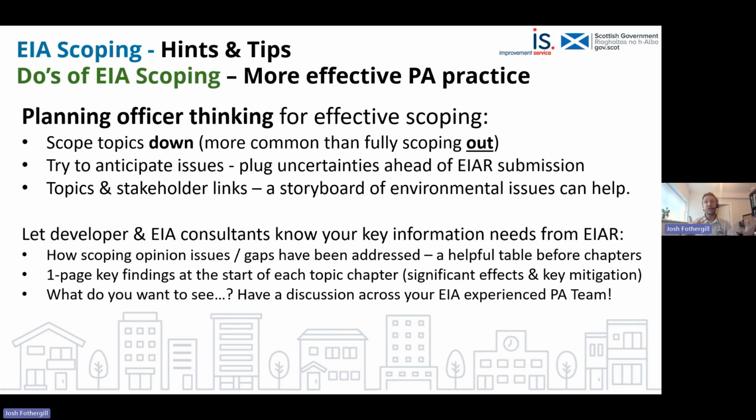Not every chapter, not every sub-issue will need to be assessed in the same level of detail. We want to focus on the significant effects, or if we don't know whether an issue is significant at the scoping phase, where are the uncertainties that we might want filling, rather than just asking for more and more and more. We can try to anticipate issues. If there are uncertainties, try and highlight those now rather than hoping they go away and then finding they're the same when you get the EIA report in and ultimately needing a supplementary information request. We could have dealt with it earlier.